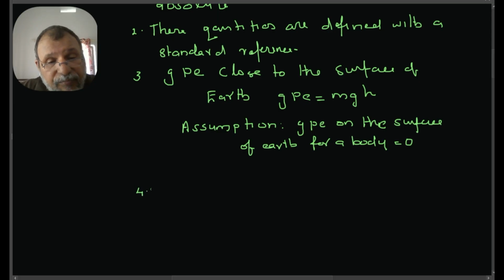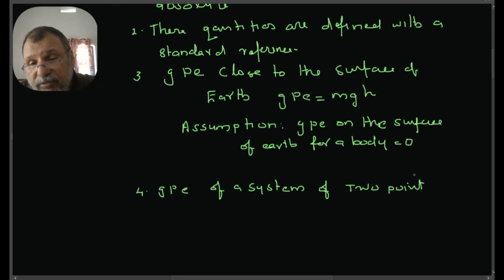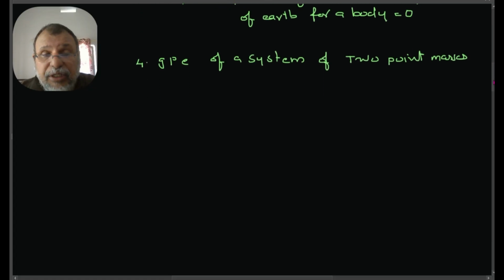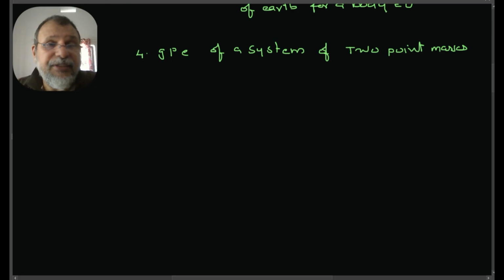So, gravitational potential energy of a system of two point masses. So instead of point masses, you may also consider two perfectly spherical bodies. The relationship would remain mostly the same. So we will see the relationship. We assume two spherical bodies. So we have two spherical bodies here. Let's have a picture here.